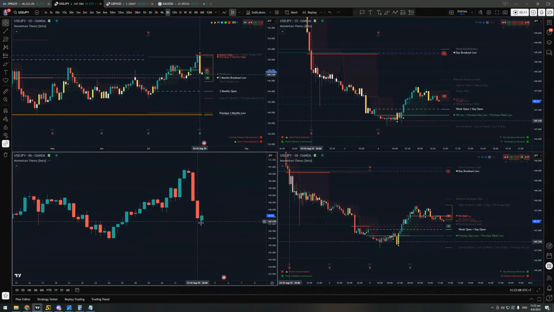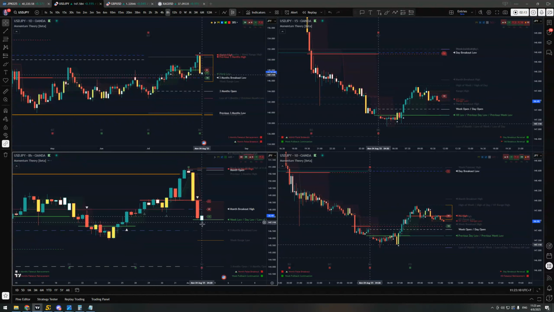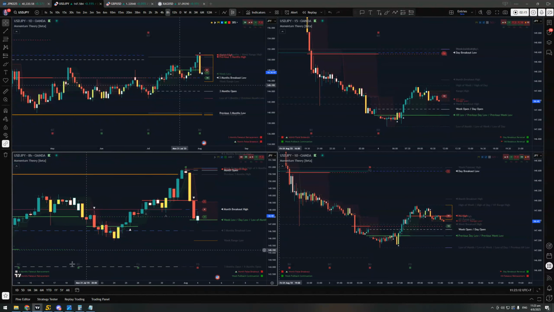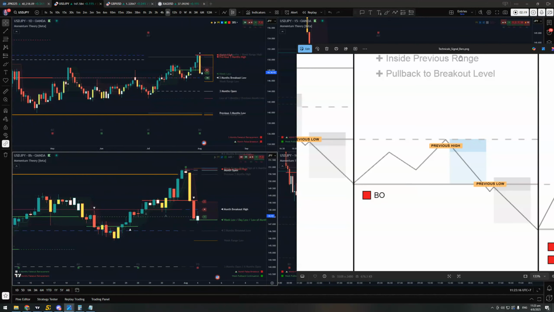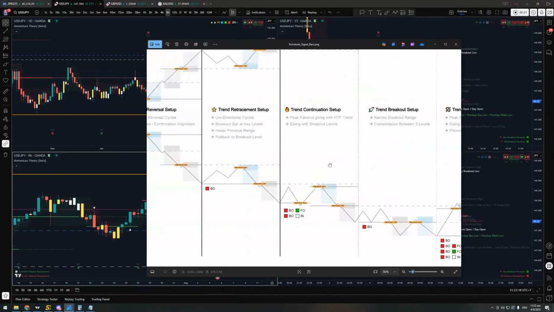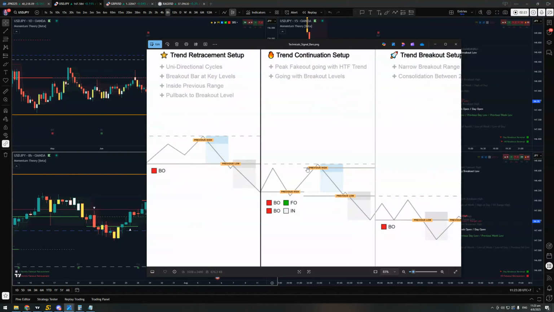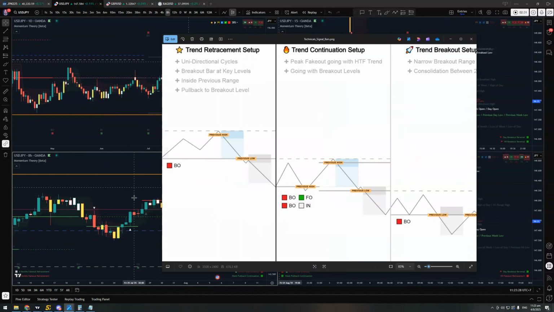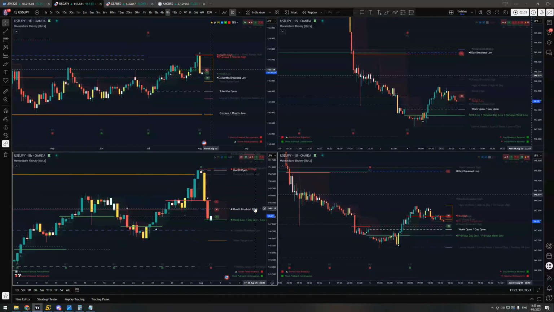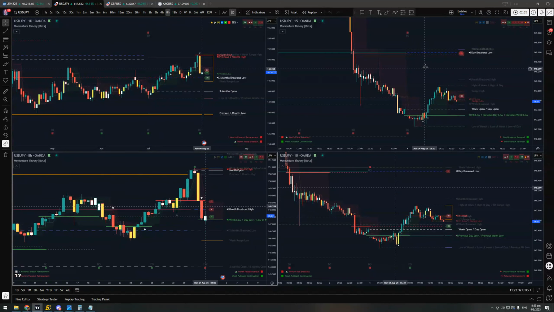On the H8, if it closes like this, we have a bearish breakout followed by a bullish fake out, and that would be a trend continuation setup. So if we have a bearish breakout followed by a bullish fake out, I'd be looking for a trend continuation. I would want to see price retrace up to the high, fake that out, and then take it back down. That's what I'd be looking for on the H8.